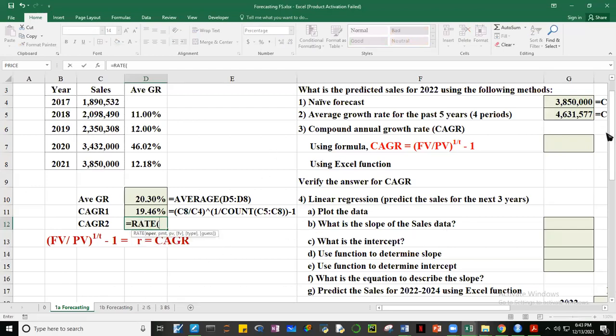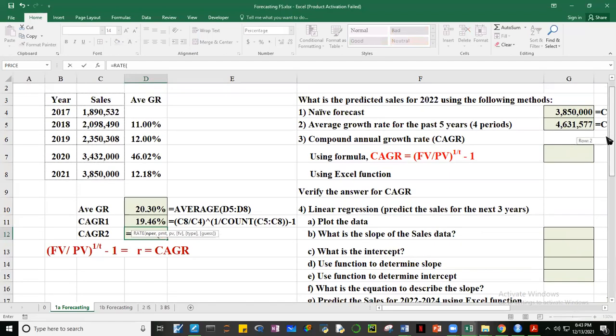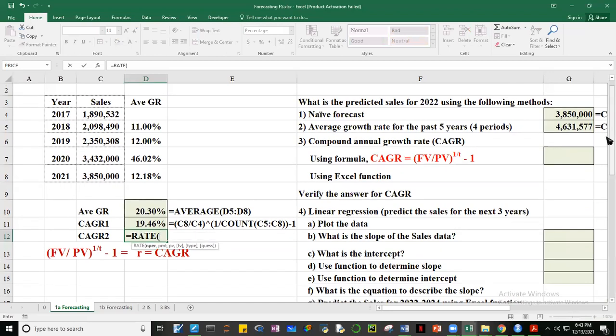Okay, what's our N per, guys? What is our N per? Parang pareho lang kanina, di ba? Ilang periods yan? 1, 2, 3, 4, 5. So, or 2021 minus 2017, no? Apat na periods yan. So, count of this one. Okay. So, that's our N per, comma.